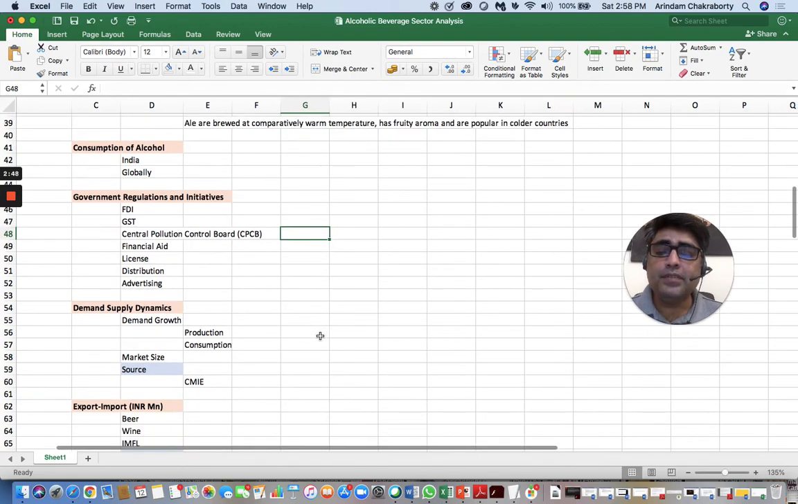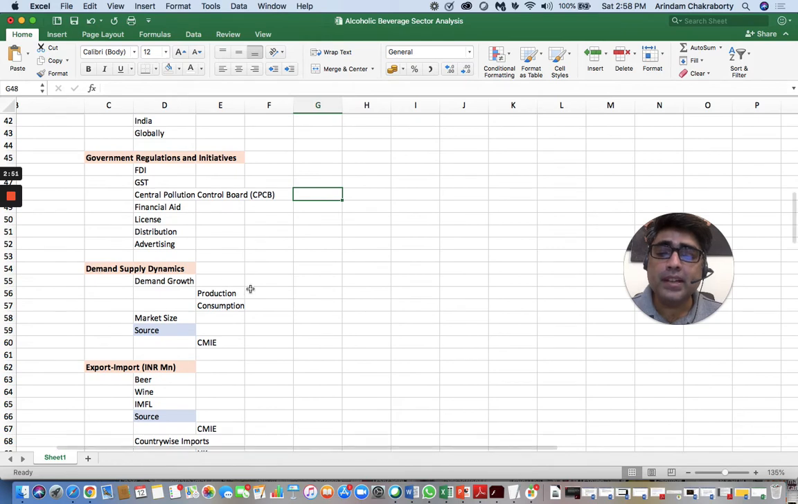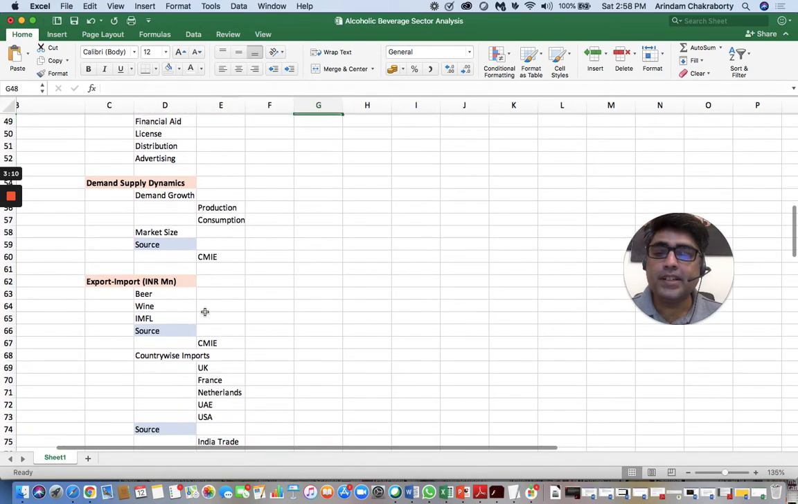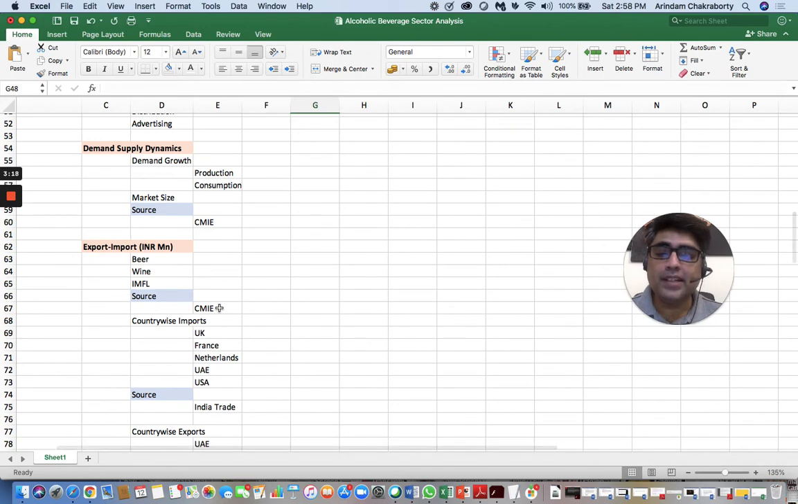Then we have to focus on the demand supply dynamics. So demand growth in context of production, consumption, and the market size. We need to have an understanding about this for all the segments: beer, wine, IMFL. A good source would be CMI for getting this information. Then, what has been the export import scenario around beer, wine, IMFL? You can get that data from CMI.